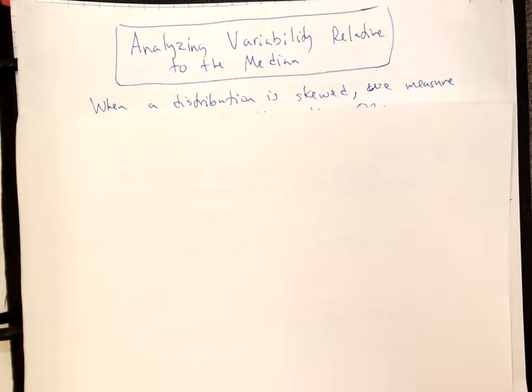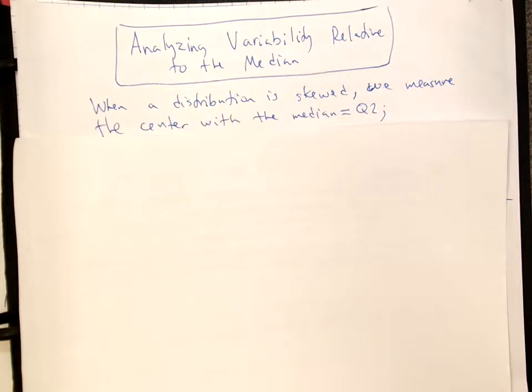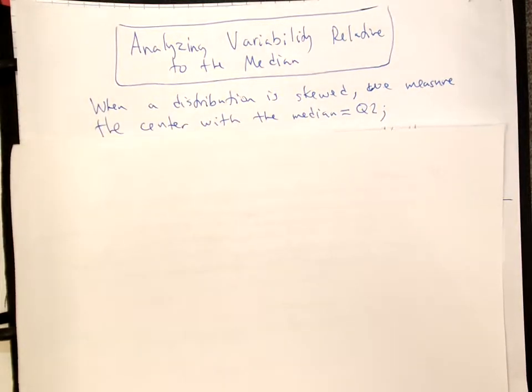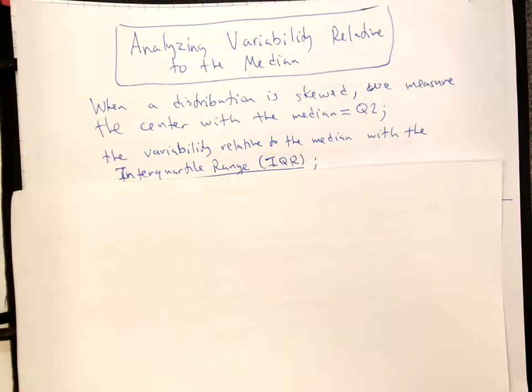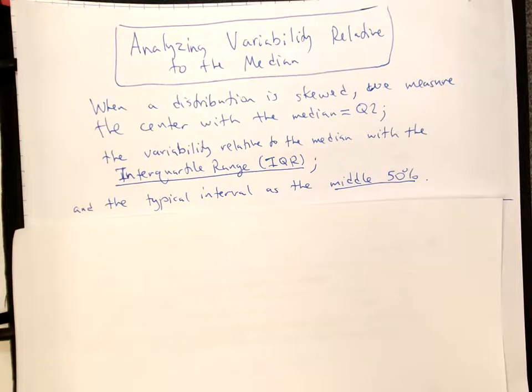So when a distribution is skewed, we measure the center with the median, which is the second quartile. We measure the variability relative to the median with what's called the interquartile range. We label it IQR for short. I'll define it in a second. Furthermore, we will define the typical interval. Remember, we've talked about the typical interval before as kind of an interval that represents typical measurements. Well, now we have a more specific, objective way to think about it. We will talk about the typical interval as being the middle 50% of the data.